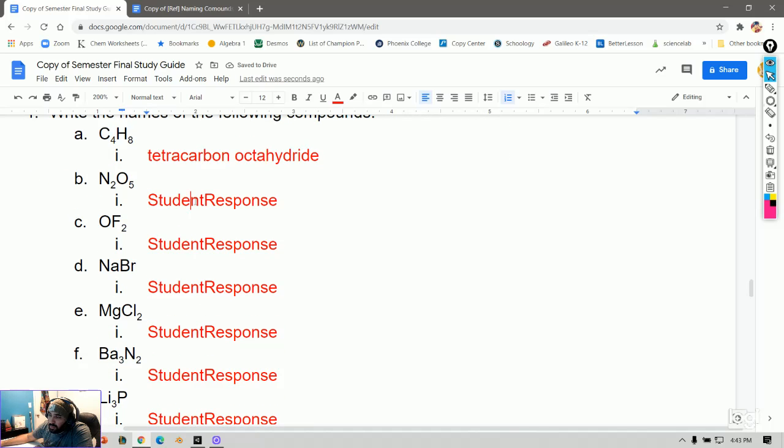N2O5. Okay, well, I know this is nitrogen and oxygen. There are 2 nitrogens. We call that di. There are 5 oxygens. We call that penta. I'm not going to go back and forth to the reference sheet because I do want to do this quickly so the video is as short as possible.